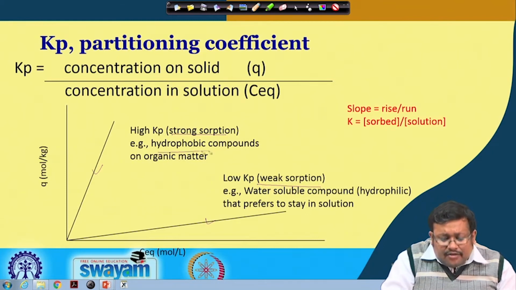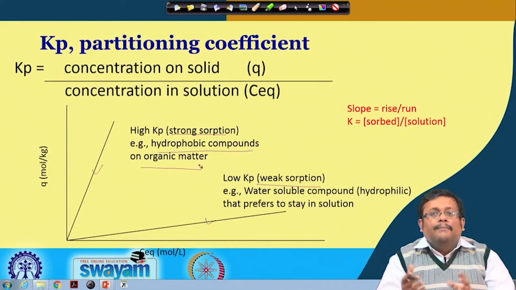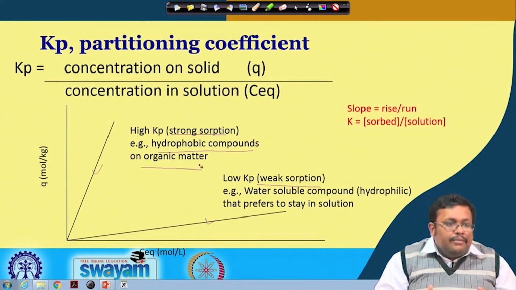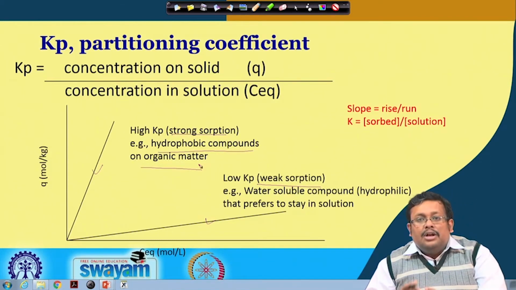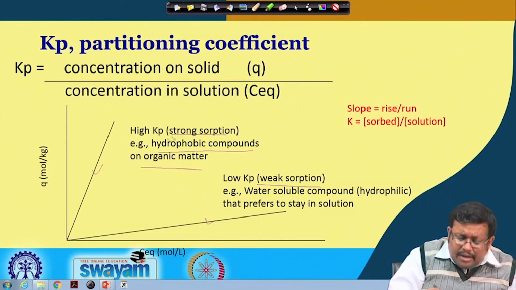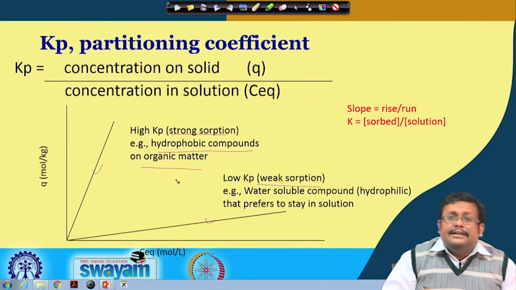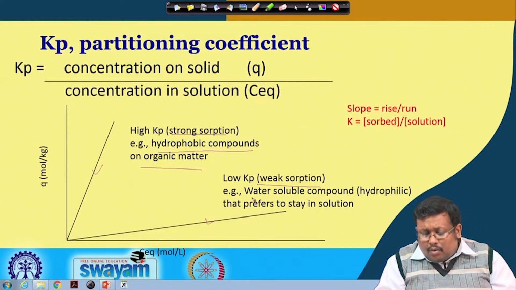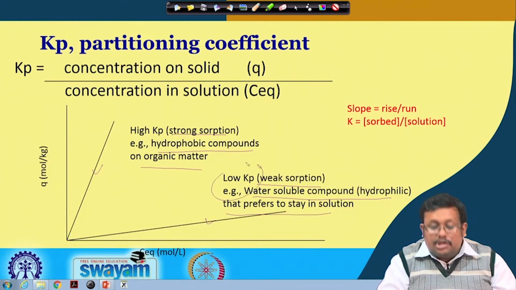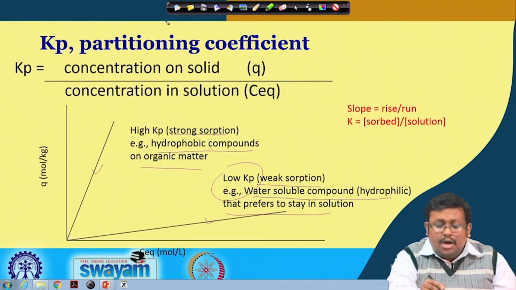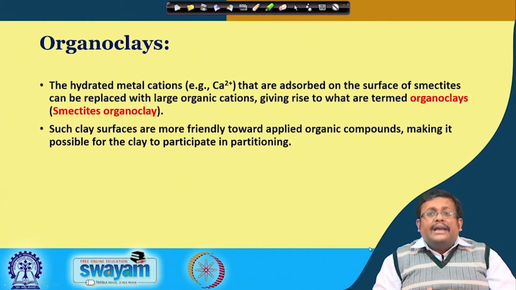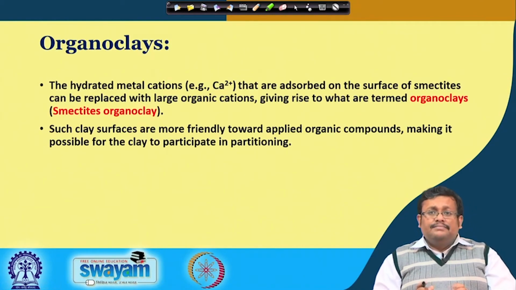High Kp means hydrophobic compounds on organic matter. Hydrophobic compounds like organic pollutants, like organic pesticides, are hydrophobic in nature, so they will not mix well with the water. They will mix more with the organic matter in the soil. And water soluble compounds which are hydrophilic, which prefer to stay in the solution, will be responsible for low Kp. So, let us move ahead and see what organoclays are. Organoclay is a very important aspect.